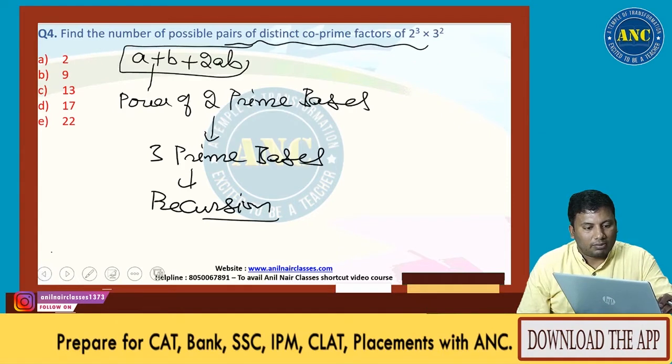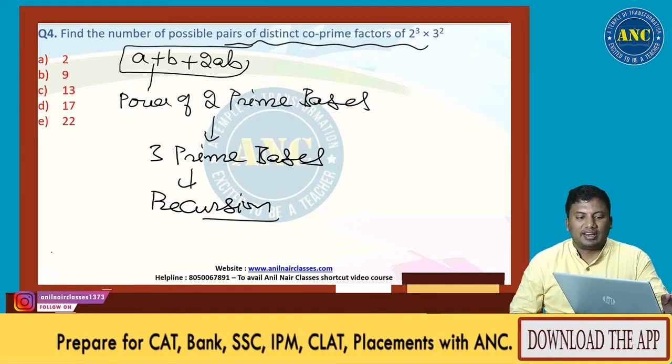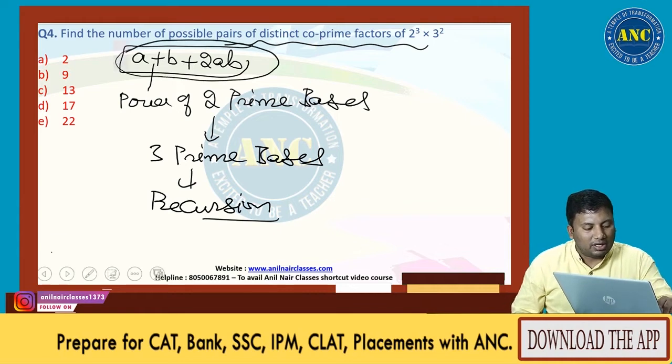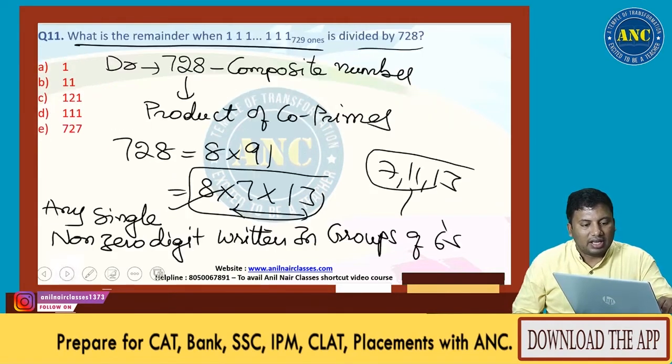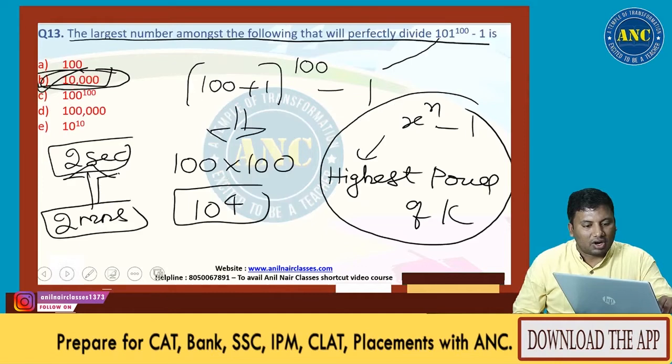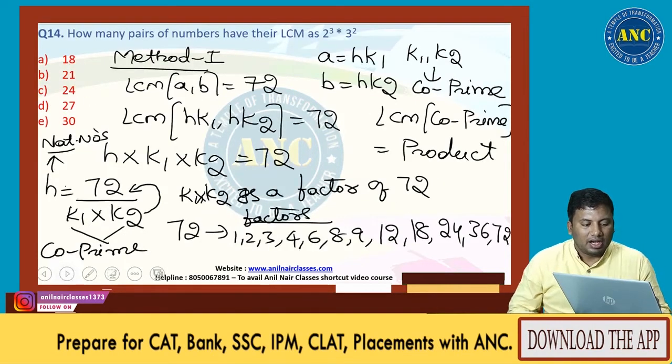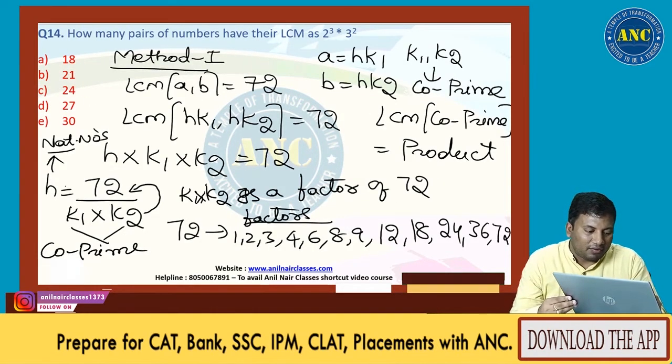Where is the co-prime question? Yes. Now see here. Yesterday what is the concept we got? A plus B plus 2AB. If I use the same thing directly, I will get the answer for an unordered pair. Now if I take 1 with 2, or 1 with 1 also I will take. K1 is 1, K2 is 1.